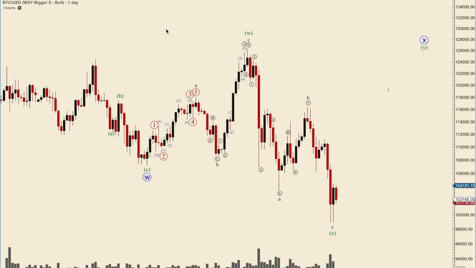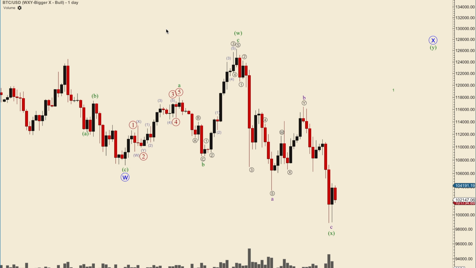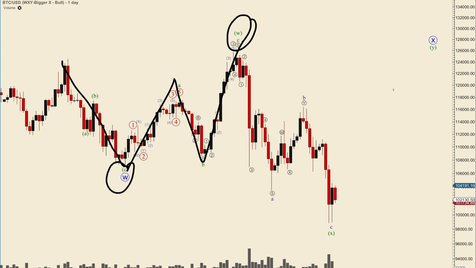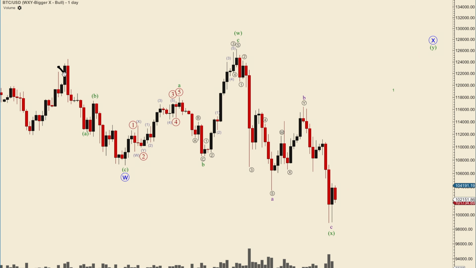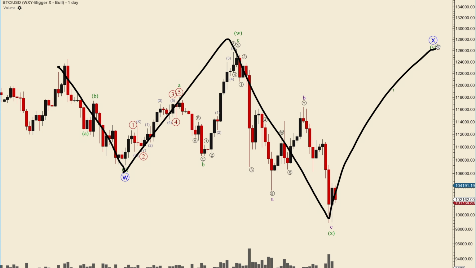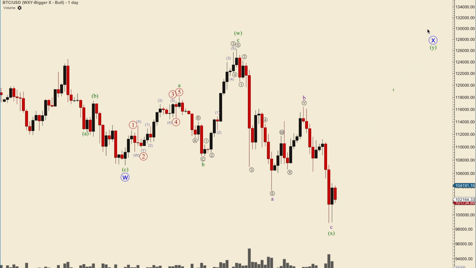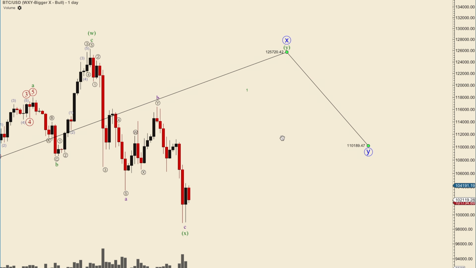So the first scenario here is a WXY, a bigger one. Here we are counting this as a wave W, and then we have A, B, C, a zigzag in wave W, and an A, B zigzag in wave X to finish wave Y and finish wave X in a higher degree. So this is a W, X, Y, and then we're looking for a move down into a Y. After wave Y is finished, we go up because this is a corrective move.